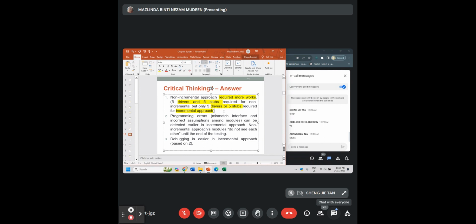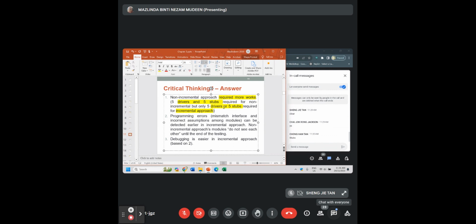When it comes to bottom up, it means we have completed the lower level and we might need a dummy code to replace the higher level so that this driver can call the lower level. So when we use incremental approach, we use the strategy either one. So we will only need driver or the stub. We don't need them both.